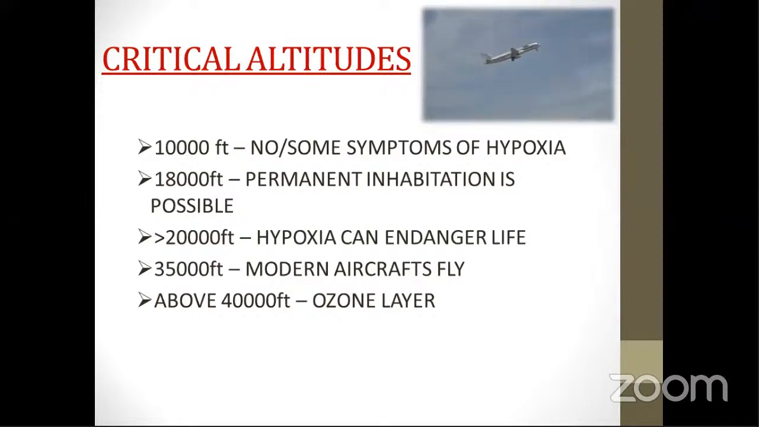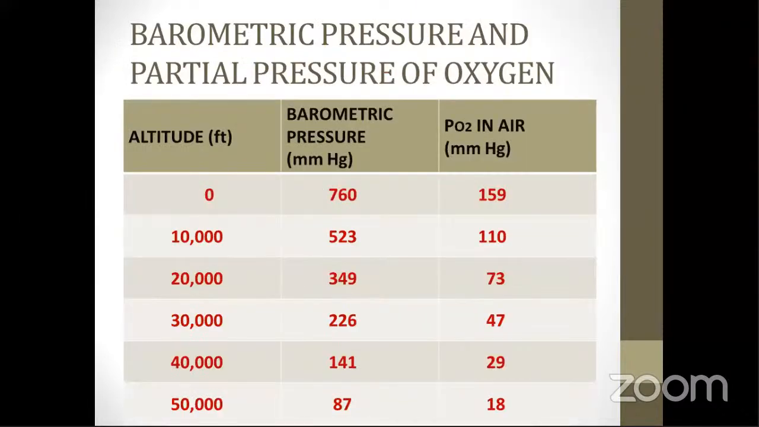At 35,000 feet, if the aircraft has some problem and the cabin pressure is suddenly lost, what will happen? That person will be exposed to severe hypoxia. That is the importance. And above 40,000 feet is the ozone layer. And next, this is a slide showing the barometric pressure and partial pressure of oxygen.